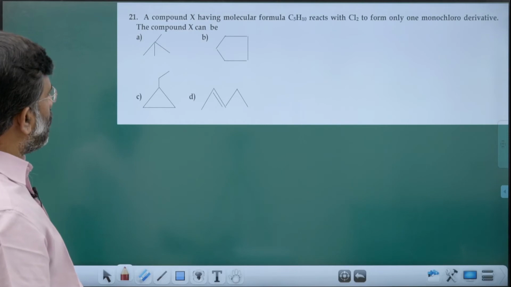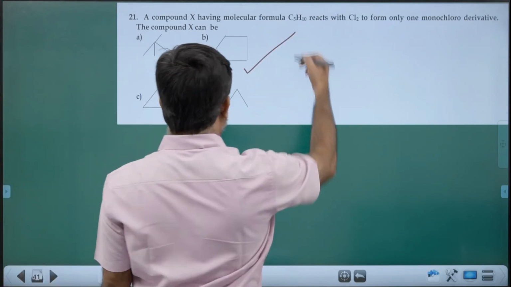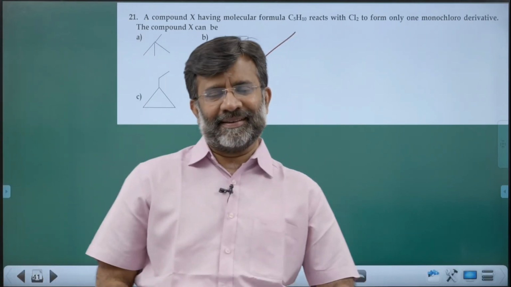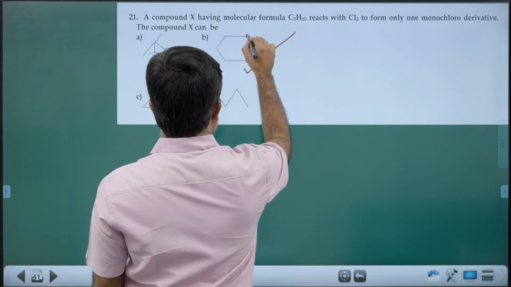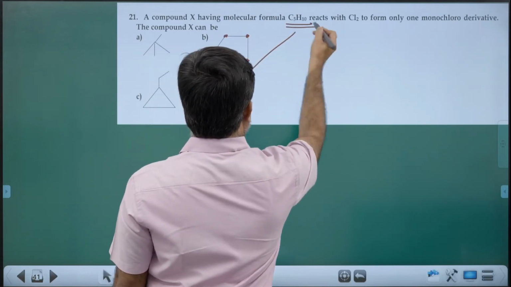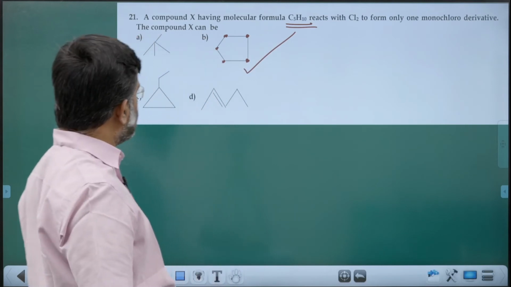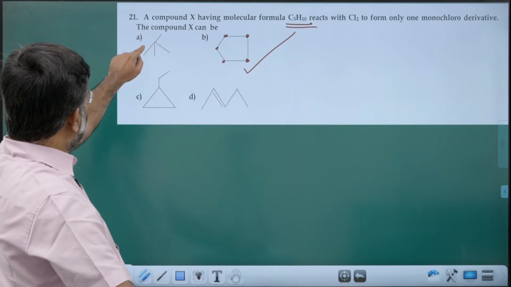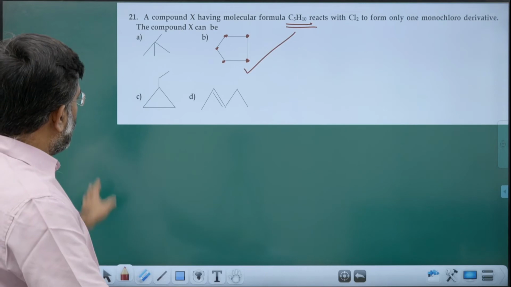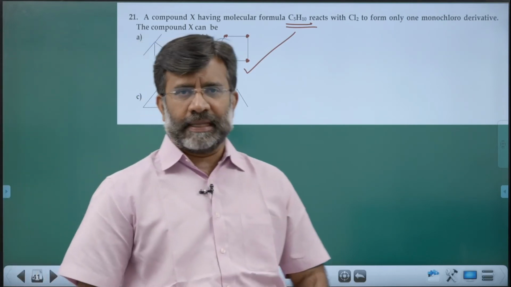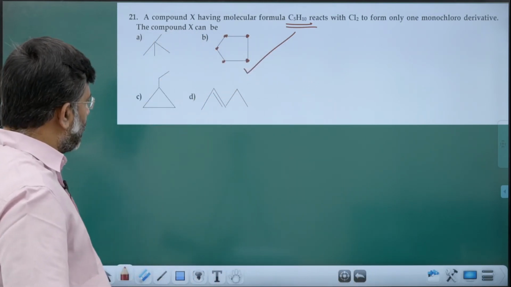A compound X having molecular formula C5H10 reacts with chlorine to form only one monochloro derivative. The product is option B. Previous question we have seen. Cyclopentane will give you only one monochlorination product because all the carbons are the same. And it matches the formula C5H10. The formula for cyclopentane is C5H10, and that gives only one monochlorination product. Answer is option B. While this will give you only one monochlorination product, it doesn't match the formula. Others will give you more monochlorination products, that you may try. Okay, next. How many monochlorination products can you get from C and D? Find out.